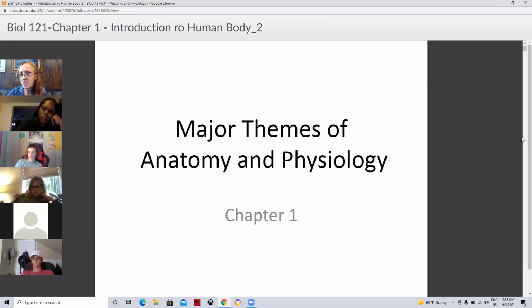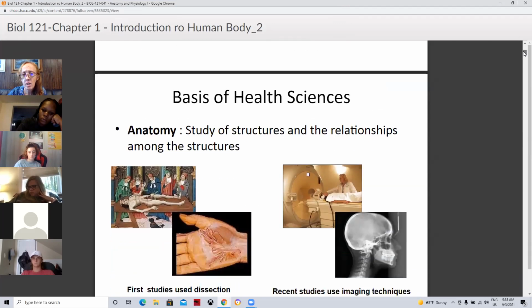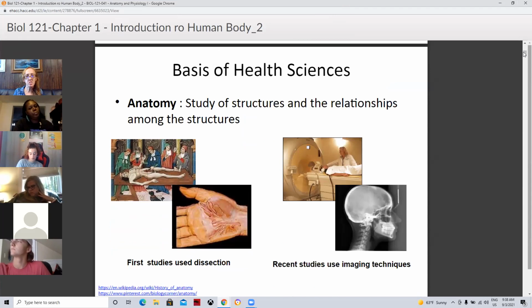So, major themes of anatomy and physiology. Anatomy is the study of structures and the relationships among the structures. The first studies used dissections. Our most recent studies use a lot of imaging techniques. We still do a lot of dissections. However, dissections tend to not work on living people and living things. Only imaging techniques tend to keep people alive as we look at structures. Therefore, we tend to focus a lot on imaging techniques.